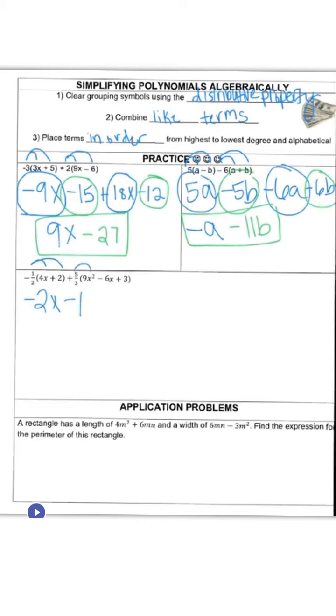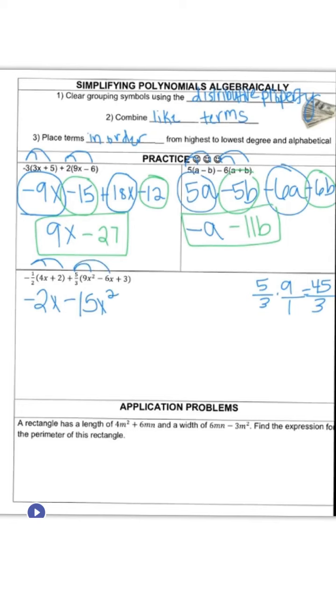Now let's distribute out the 5/3. So 5/3 of 9. Here's a little trick for this. Remember, whenever you're multiplying fractions, you just multiply straight across. Okay? So really when I multiply 5/3 times 9, I can really multiply it by 9 over 1. So this would just be 45 over 3 if I multiply straight across. And 45 divided by 3 is 15. So 5/3 times 9 would be 15x squared.